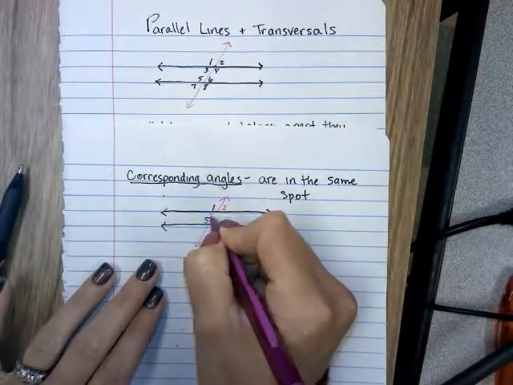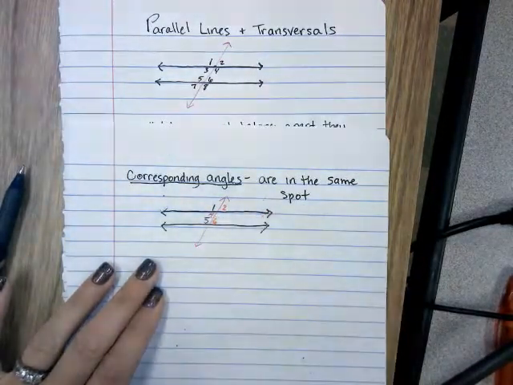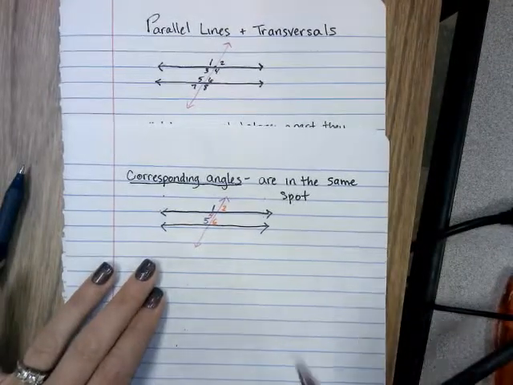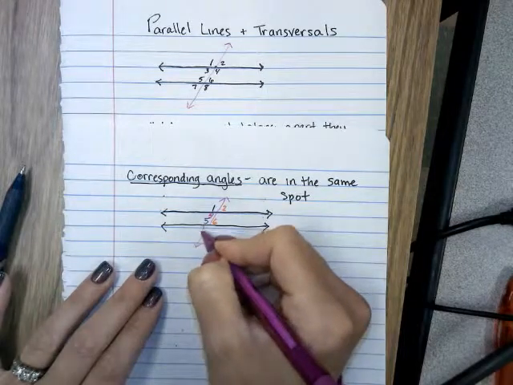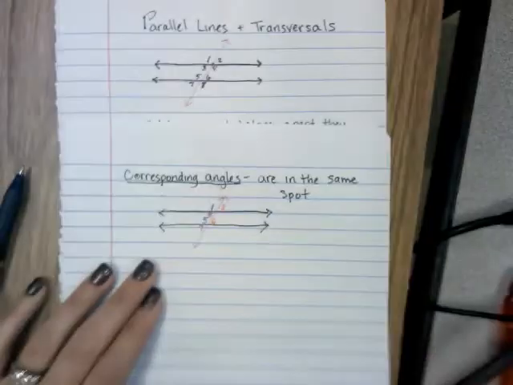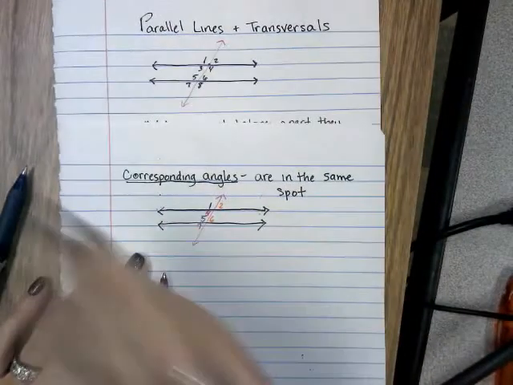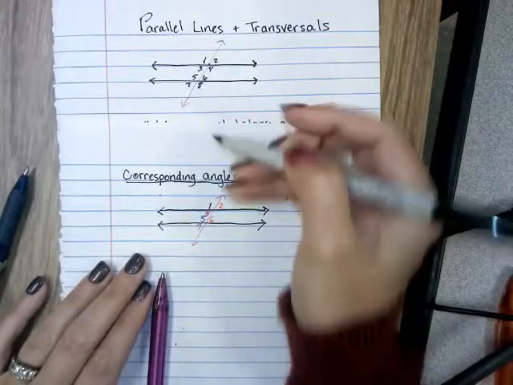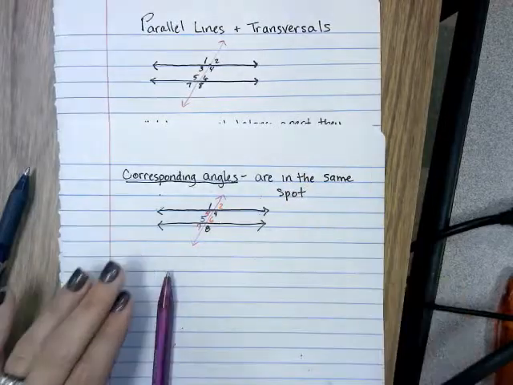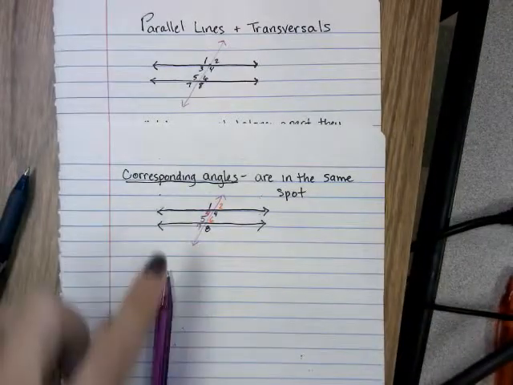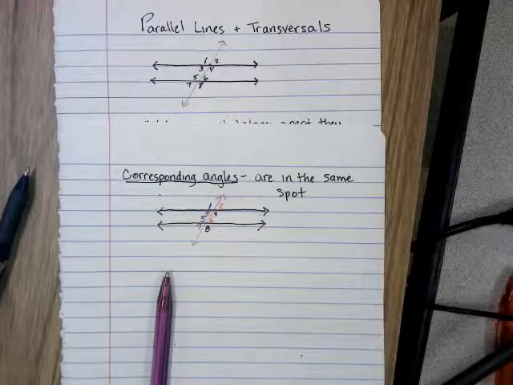Angle 4, sneak that in there. Oh, that wasn't 4 on my diagram, it was 3. Angle 3 is in the same spot as angle 7. And 4 is in the same spot as 8. So it's kind of hard to tell, my numbers are snuck right in there.